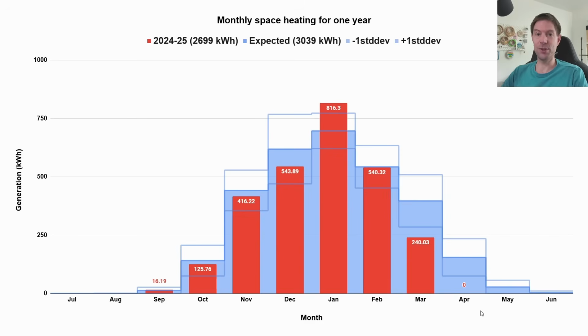April, we actually didn't use the heating at all. It was very mild and quite sunny, so in fact that meant that we needed no heating whatsoever, so that made it very, very low in comparison to what the model predicted. The model predicted that we should have somewhere in the region of nearly 200 kilowatt hours for April, but in fact we used 0. And obviously we've not used the heating at all in May or June either.